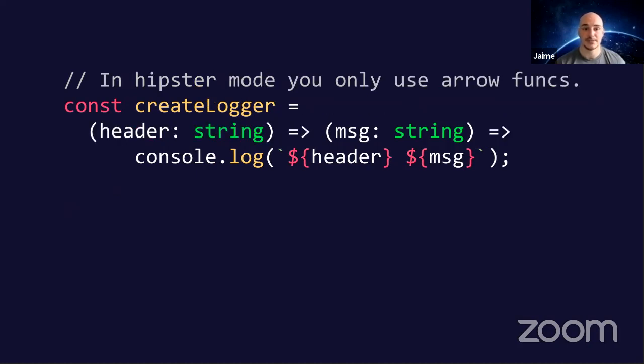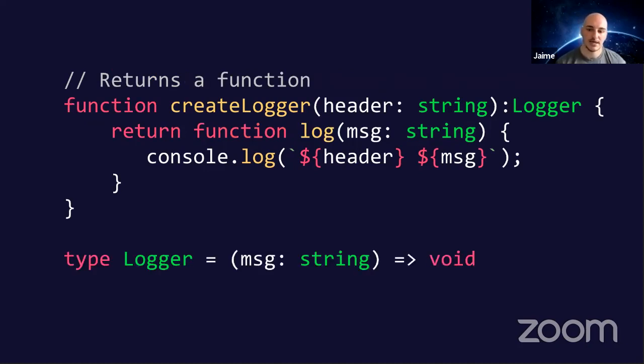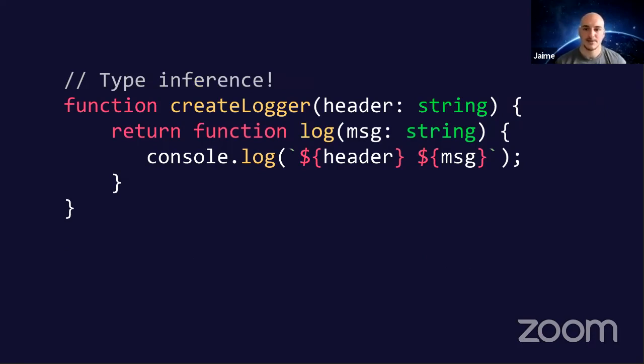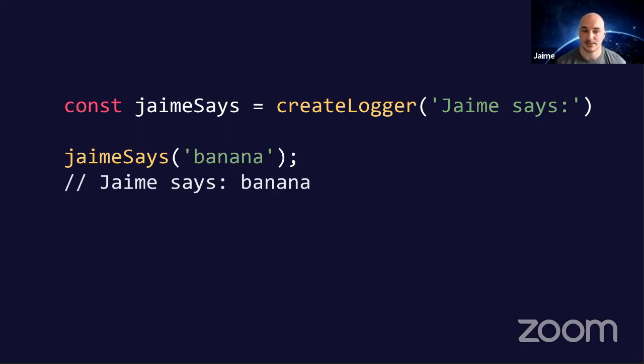This is the fancy way to do it. The hipster people actually only use arrow functions. And this could be easier to read if you're accustomed to functional programming, but I think this is easier to see that you're returning a function. The type that it's returned here is logger. It's something that takes a string and it doesn't return anything. It logs as a side effect. But because TypeScript is, again, super smart, it can infer this type, so you don't need to type it yourself. And then when we use this, we create a logger. Jamie says, and Jamie says banana.